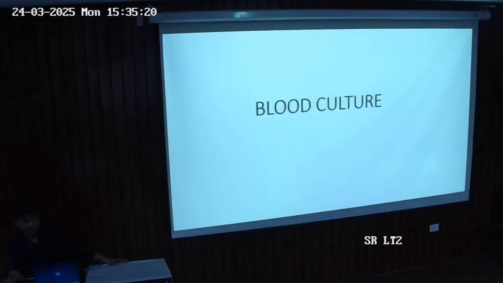So third one is a blood culture. Whenever there is a bacteremia or there is an infection in the body, it may be acute or it may be chronic, there is a chance of bacteremia, or bacteria in the blood, and that's why we have to see the organism and see the sensitivity to antibiotics. So we advise blood culture.